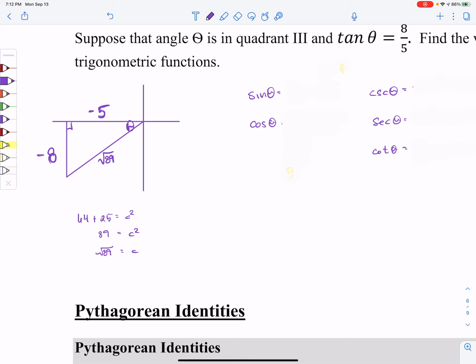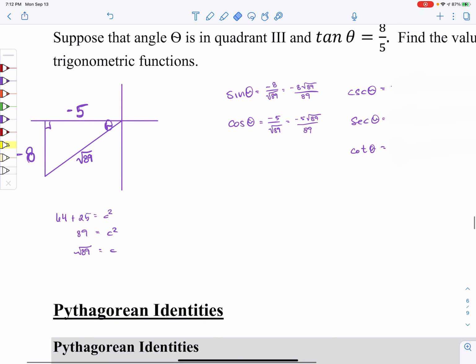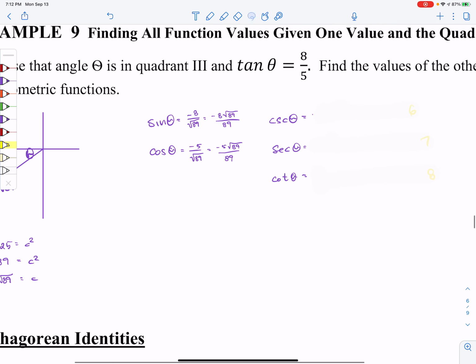Sine is going to be opposite over hypotenuse. So that's going to be negative 8 over the square root of 89. Don't forget to rationalize your denominator. Absolute necessity there. And the cosine is going to be adjacent over hypotenuse. So negative 5 over the square root of 89, and then I rationalize the denominator. Now, notice I didn't put tangent down because I was given tangent in the original question, so I didn't worry about that one.